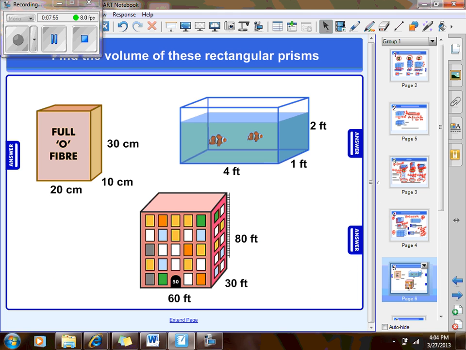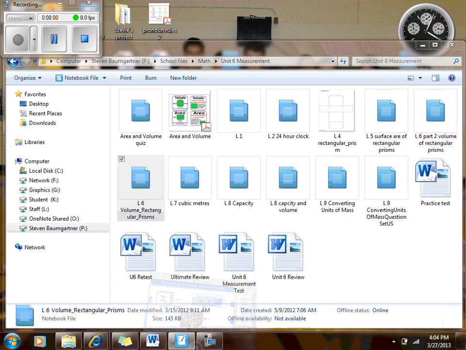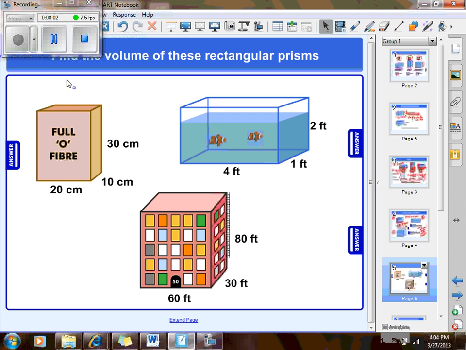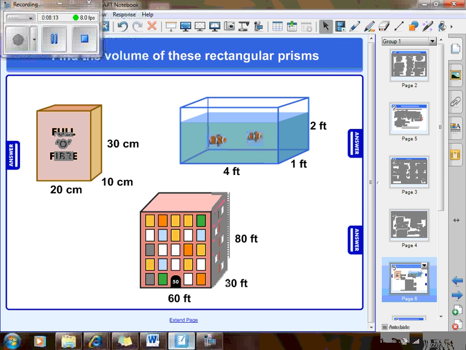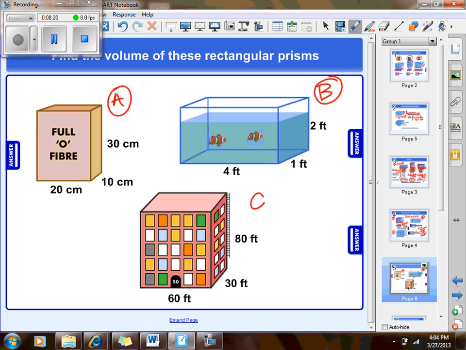My box of cereal, my full of fiber. So my box of cereal, we could call A if we really wanted to. Oops, if my marker will work. There we go. Call box of cereal A. Call the fish tank B. We'll call the office building C. Pause me now and work on those, and I'll come back and give you the answers.